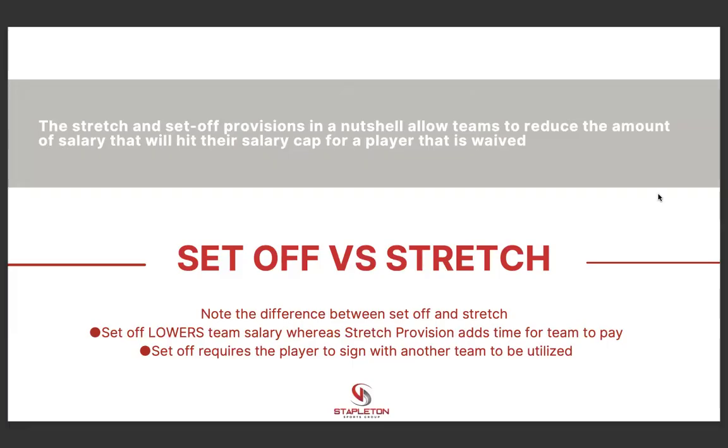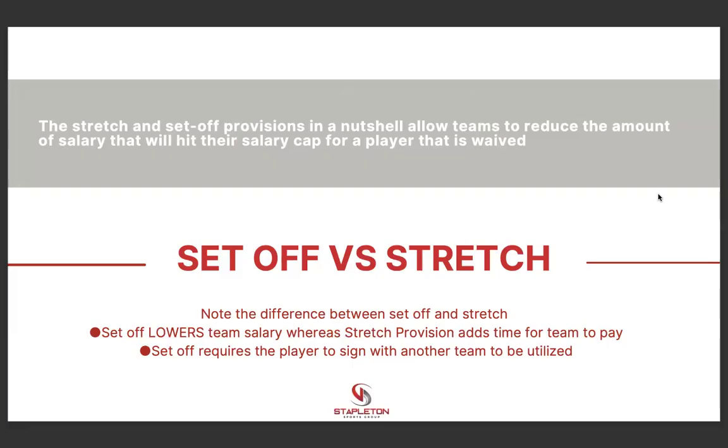Another main thing to note about the set off and the stretch is that the set off requires the player to sign with another team to be utilized. And that doesn't have to be an NBA team. It can be any professional team. So they can sign with an overseas team. They can sign with Ice Cube's 3-on-3 league. It just has to be another professional basketball team. So those are the differences right off the top with the set off and stretch.